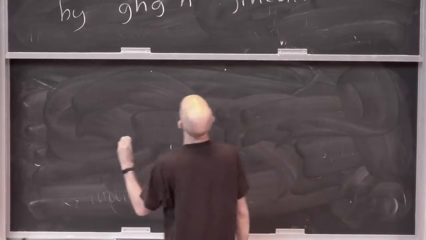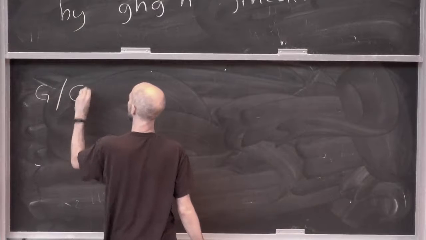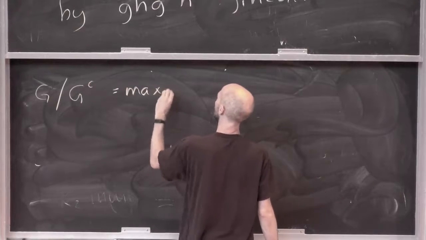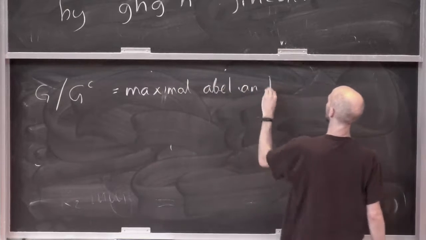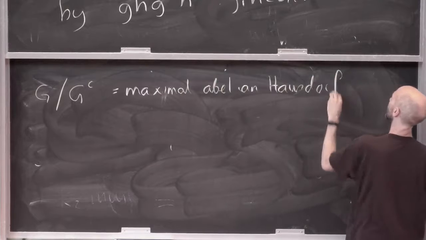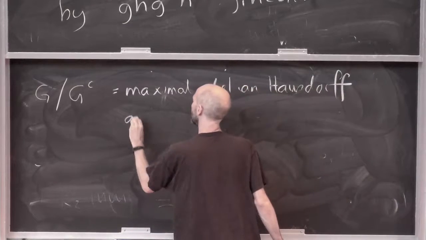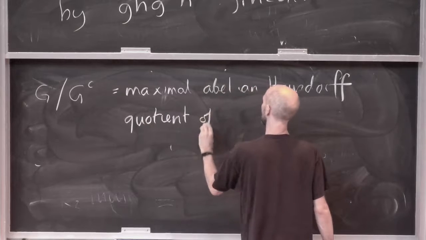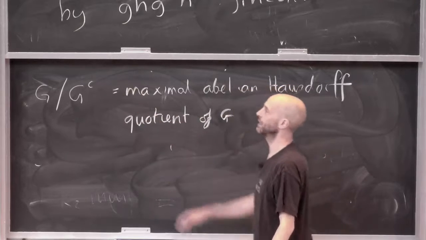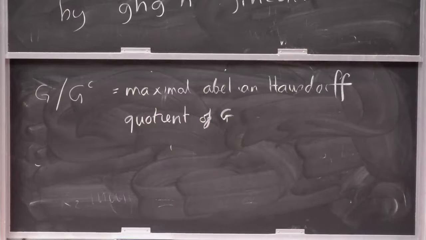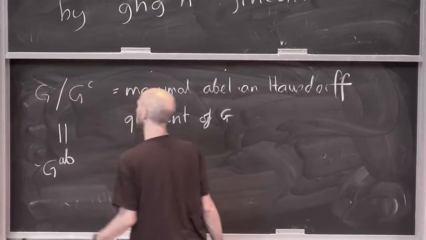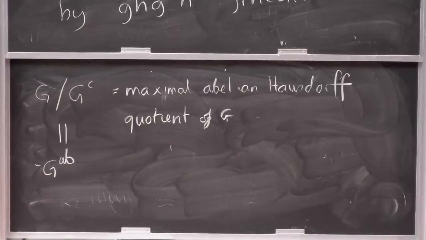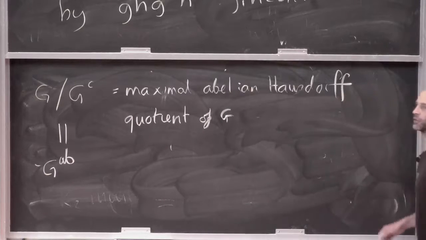So the idea is that G modulo G^c is the maximal abelian Hausdorff quotient of G. So G^c plays the role of the commutator subgroup of G in this situation where we have a topology. I want to call this G ab. I don't really want to be bothered with non-Hausdorff topological groups.